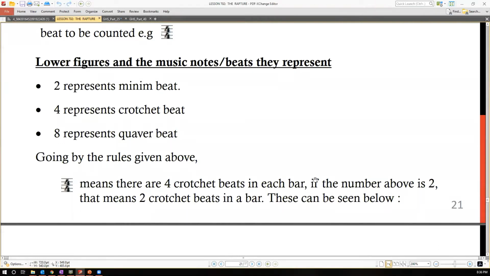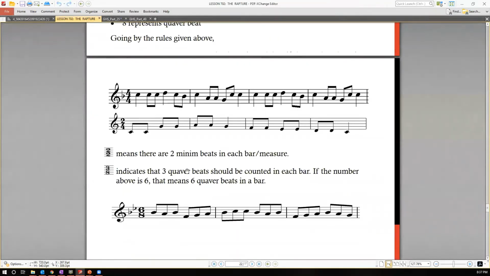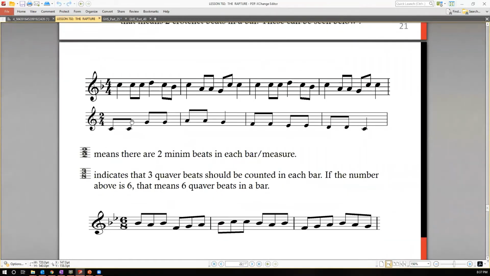And if we replace this 4 with a 2, so basically 2/4, we will have 2 crotchet beats in a bar, which means there will be 2 crotchet beats in the bar. And these can be seen below. So we'll take for example this one here.